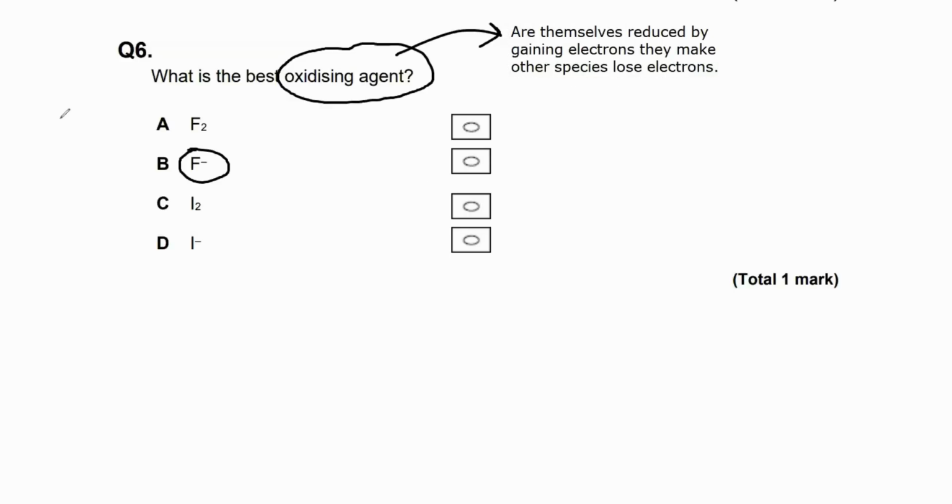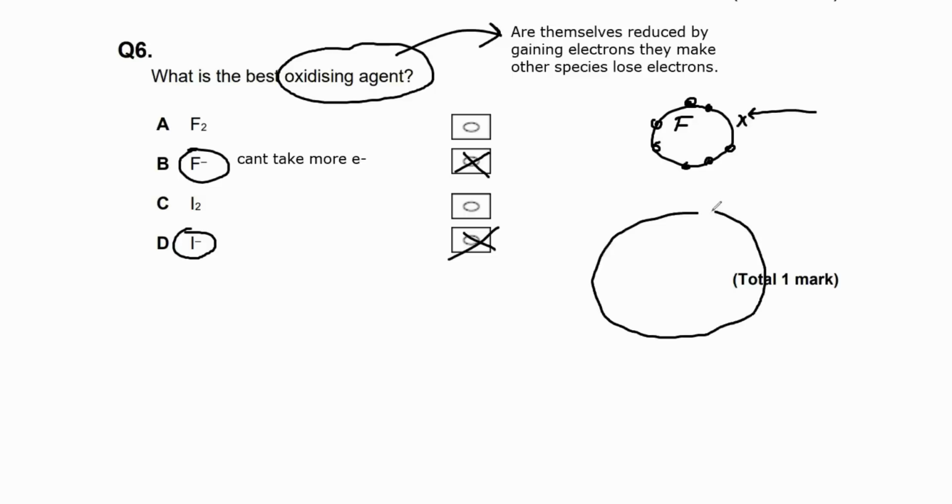So oxidizing agents are themselves getting reduced, so they're gaining electrons. Could a fluoride ion with a full outer shell gain an electron? No, it can't. It's got no room to take any more electrons, so it's going to be a really rubbish oxidizing agent. And iodide ions also are going to be really rubbish as an oxidizing agent. They've got a full outer shell, so they're not going to be taking any more. So we're looking now at a choice between fluorine and iodine. And what's the difference between fluorine and iodine? Well, we know fluorine's more reactive, so that could probably give you a little hint as to which is the best oxidizing agent. And the reason is iodine has more shells, so more shielding.